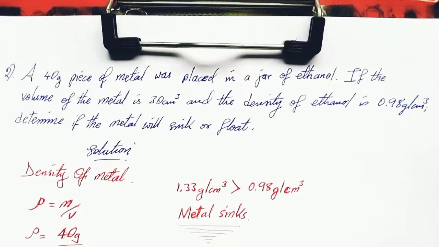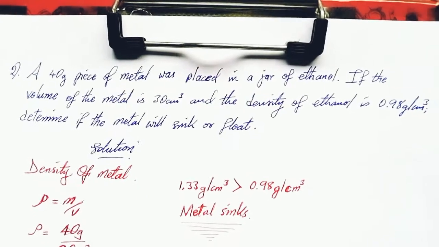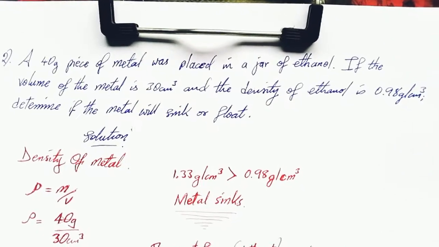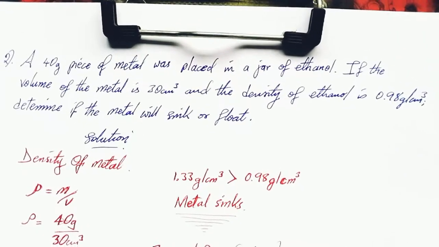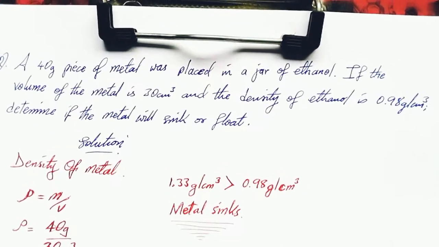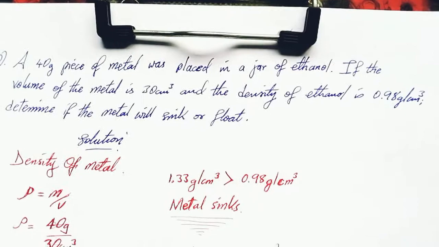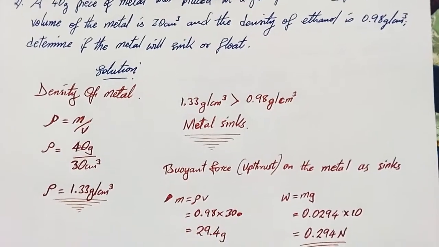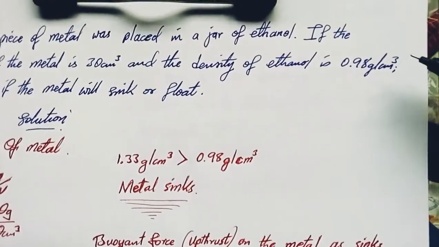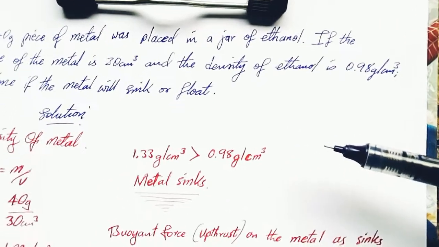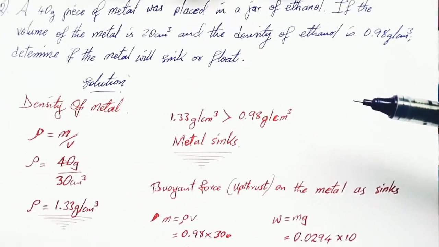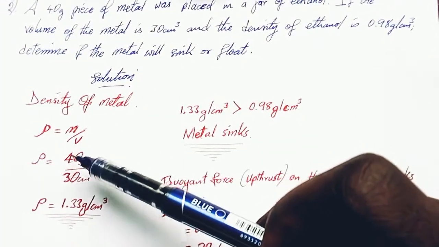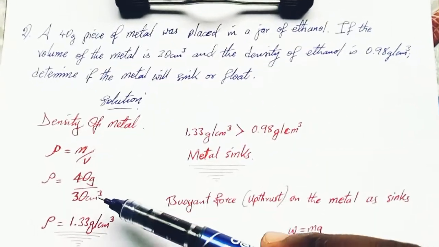A 40-gram piece of metal was placed in a jar of ethanol. Now it's not water but ethanol. Ethanol has its own density, so when you're applying that formula, remember the density of ethanol. If the volume of the metal is 30 cubic centimeters and the density of ethanol is 0.98 grams per cubic centimeter, determine if the metal will sink or float. So you have to compare the two densities. Just calculate the density of the metal, since you're given the density of the liquid. Note that an object will only float if its density is less than the density of the fluid or liquid you have placed it in. So the density of the metal, rho, is equal to m over v. Our mass here is given as 40, and the volume is given as 30.